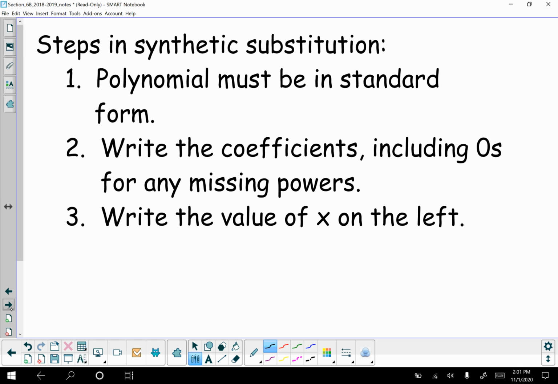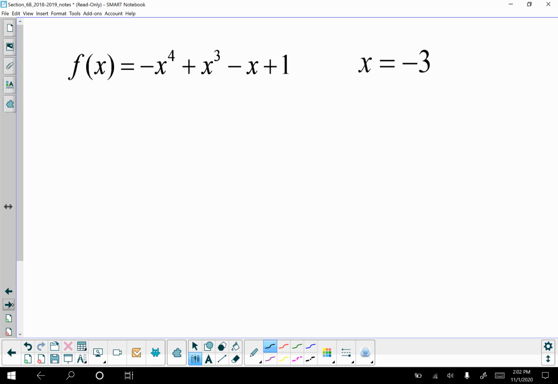So steps in synthetic substitution: the polynomial must be in standard form, so from highest to lowest as you go left to right as far as the degree. Write the coefficients, including the zeros for any missing powers. That's like we did. We didn't have x to the third on the last one, so we put a 0 in there. And write the values of x on the left. And that's what we're dividing by. So we're going to do the same thing with this. We're going to divide by that. So I'm going to have a negative 3 outside. I have negative 1.